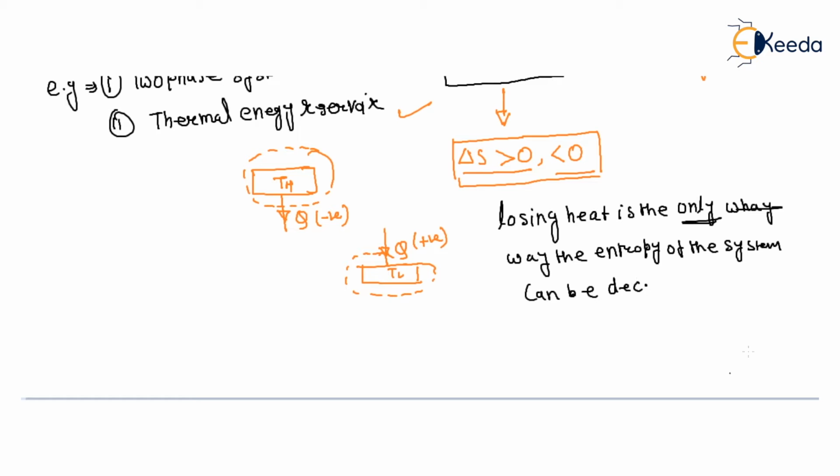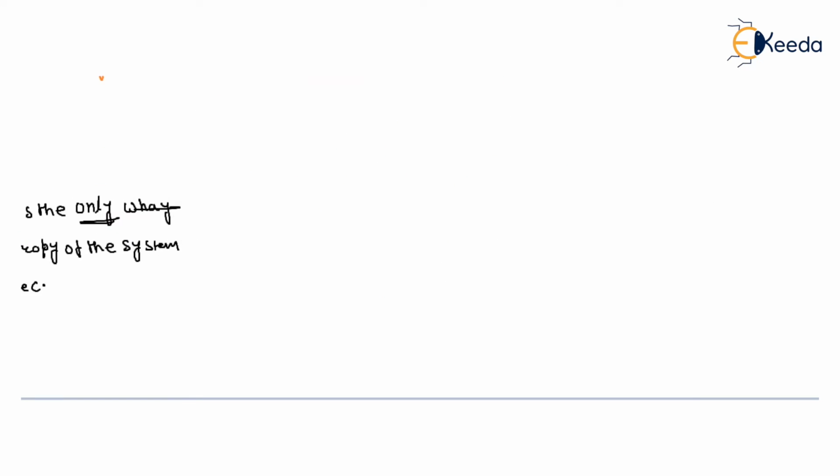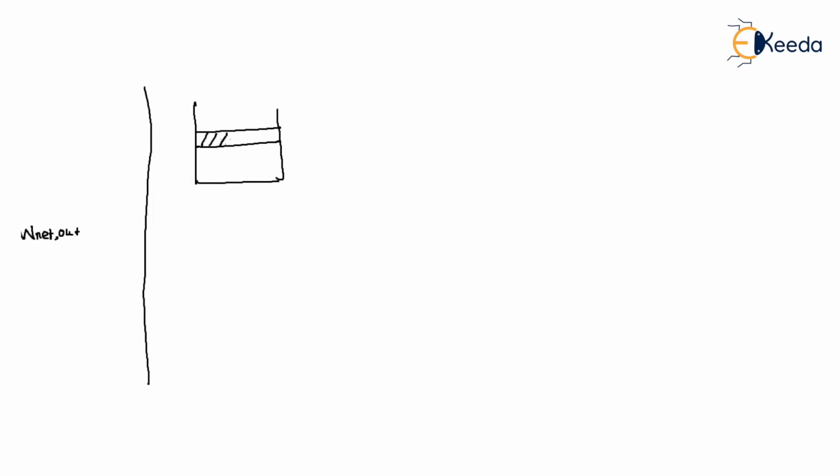Now see, there is one example. If there is a piston-cylinder arrangement, if this is your cylinder and this is your piston, and here is a liquid-vapor mixture, right? Take this as our system.